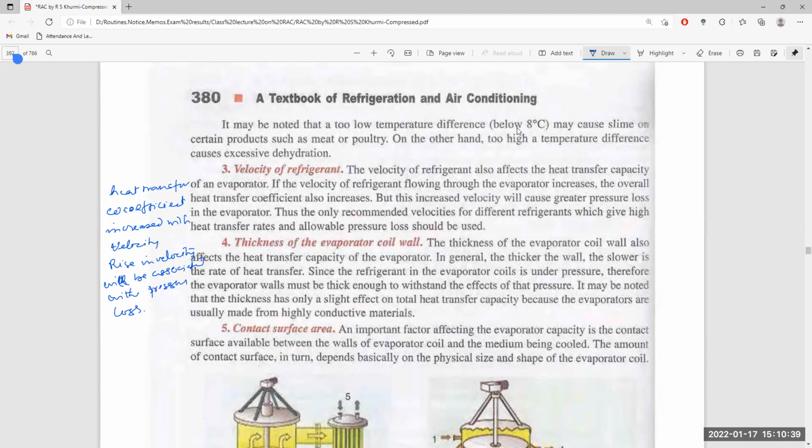In general, the thickness of the head should be such as to give a high heat transfer rate. So recommended velocities for different refrigerants, with high heat transfer rate and allowable pressure loss, should be used.